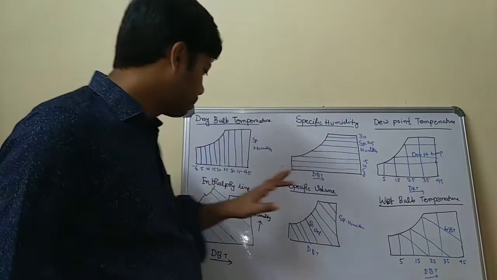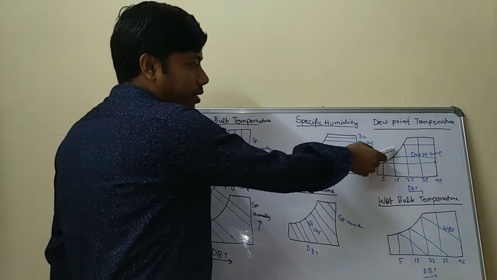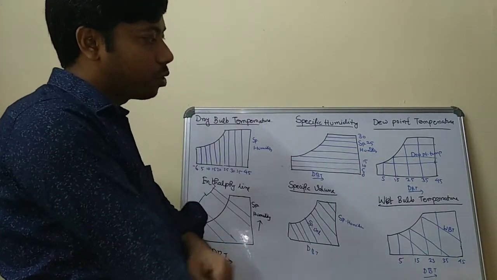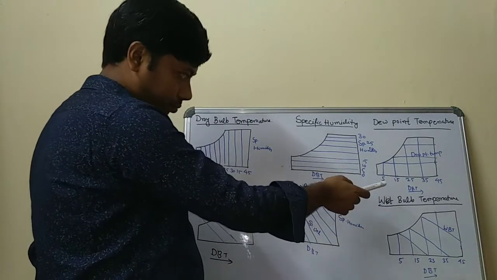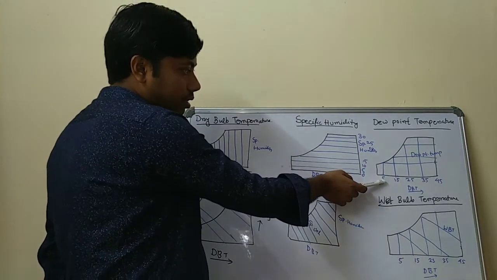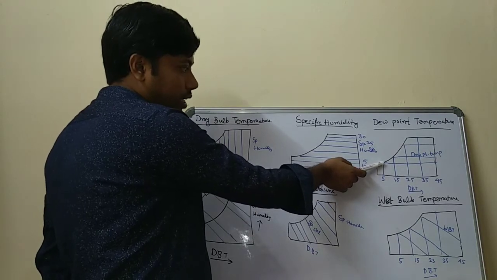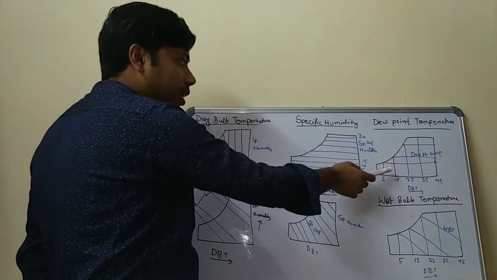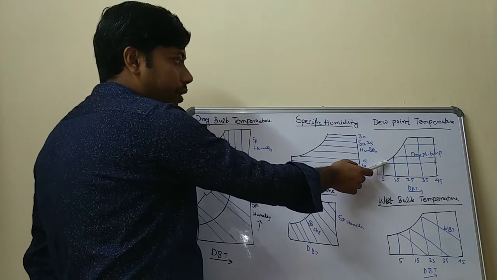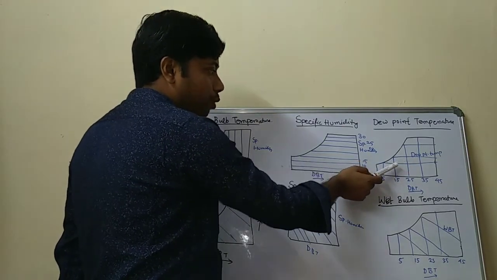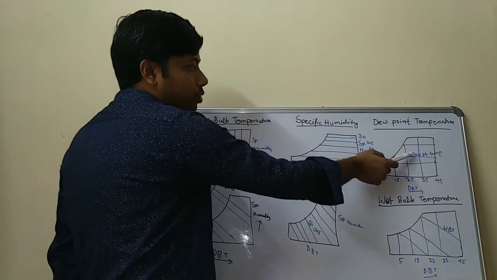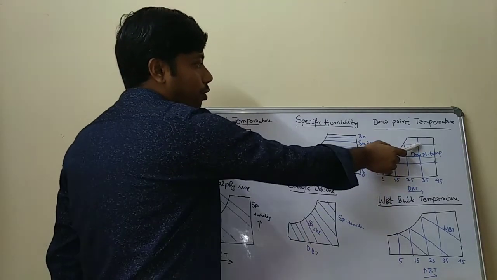Similarly, if you see the dew point temperature, if you draw the dry bulb temperature lines from here, which are non-uniform in space, these lines reach a particular saturation curve. This is your saturation curve. Now if you take a particular point on it and draw a line parallel to the dry bulb temperature axis, that is your dew point temperature. Similarly, this is also your dew point temperature, and this also.